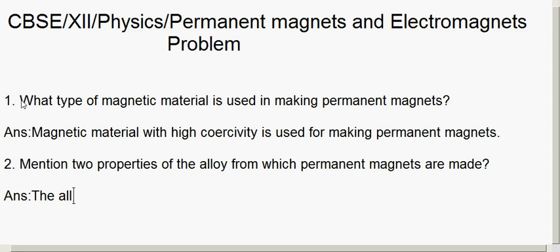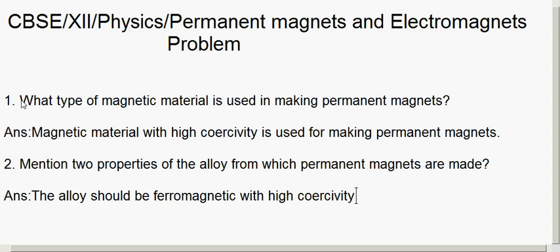The alloy should be ferromagnetic with high coercivity. Okay, so the alloy should be ferromagnetic. That means that it should have high permeability with high coercivity. So high permeability and high coercivity are the 2 properties.